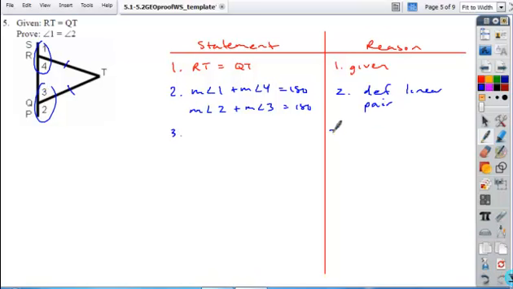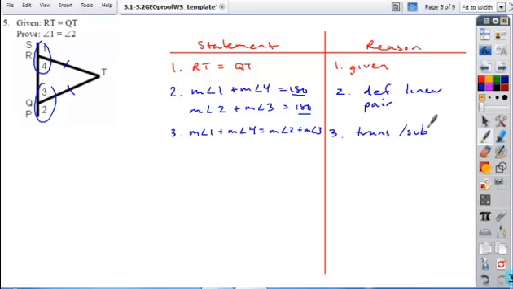And now as we continue to build this, we see that we have two expressions that are equal to the same thing, 180. Therefore, they must be equal to each other. So angle 1 plus angle 4 has to equal angle 2 plus angle 3. That's a transitive property, or substitution. And so what we can now see is the only thing that we need to do in order to get angles 1 and 2 to be equal is subtract equivalent values, angles 3 and 4.